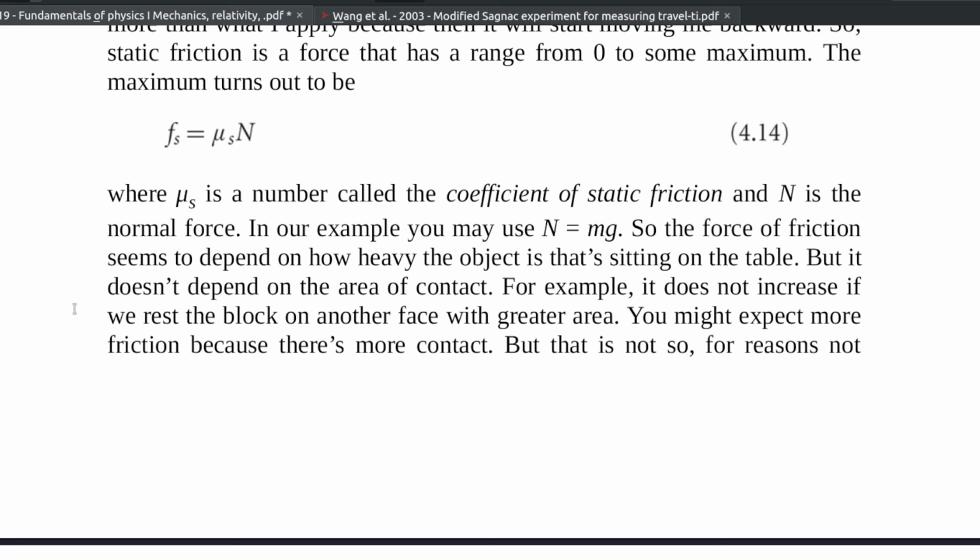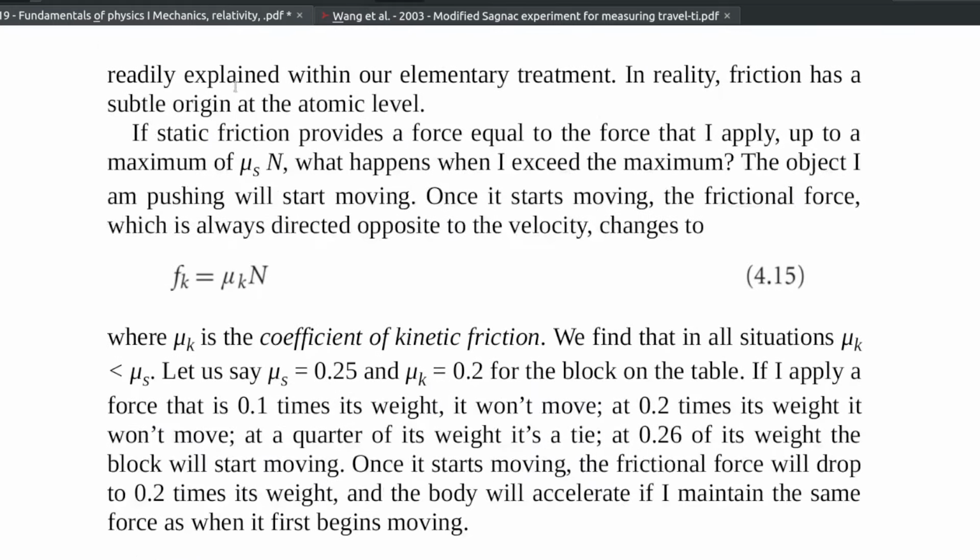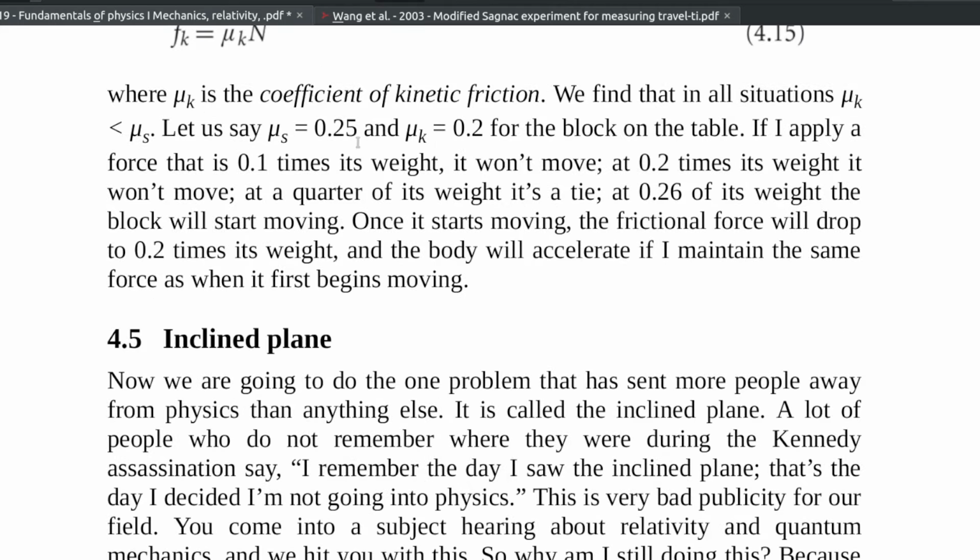You might expect more friction because there's more contact, but that is not so, for reasons not readily explained within our elementary treatment. In reality, friction has a subtle origin at the atomic level. If static friction provides a force equal to the force that I apply up to a maximum of mu_s times N, what happens when I exceed the maximum? The object I'm pushing will start moving. Once it starts moving, the frictional force, which is always directed opposite to the velocity, changes to F_k equals mu_k N, where mu_k is the coefficient of kinetic friction.